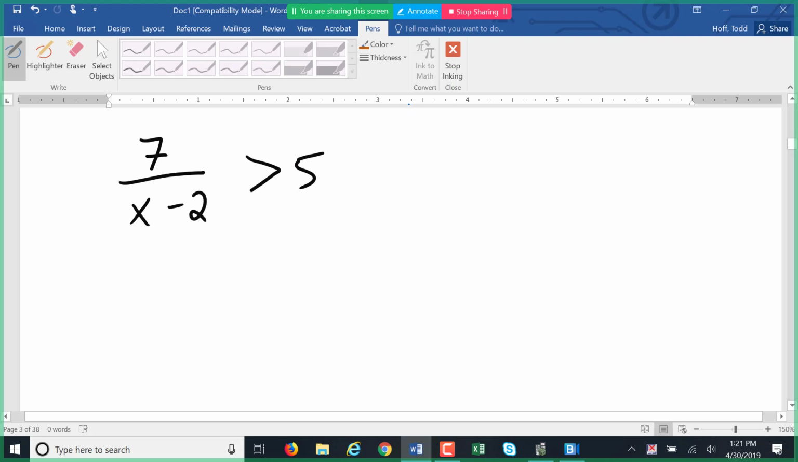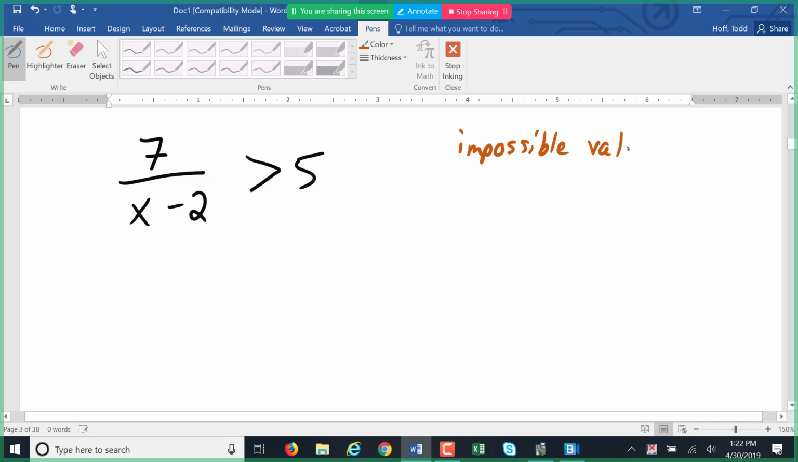This one is not greater than 0, it's greater than 5. That complicates things a little bit. So what are we going to do? Well, first thing we have to check, impossible values.